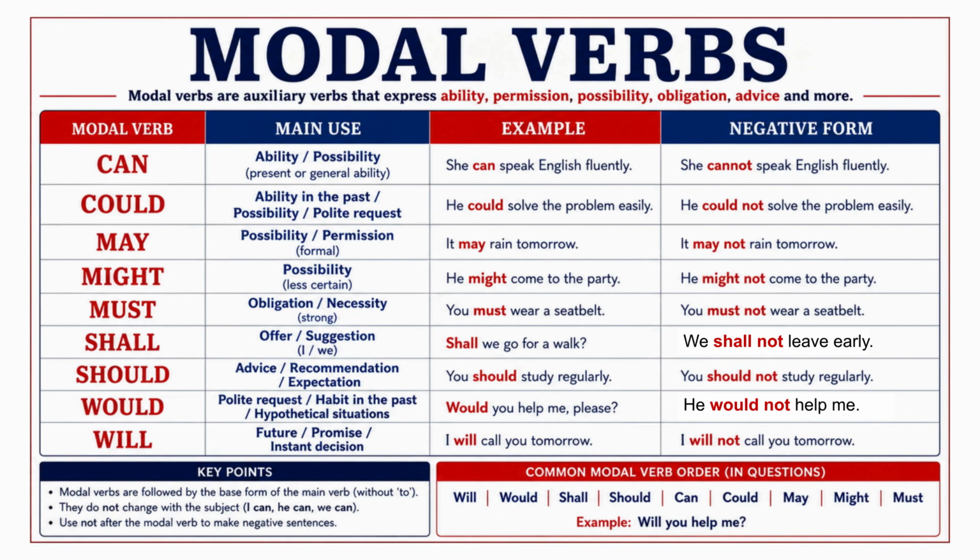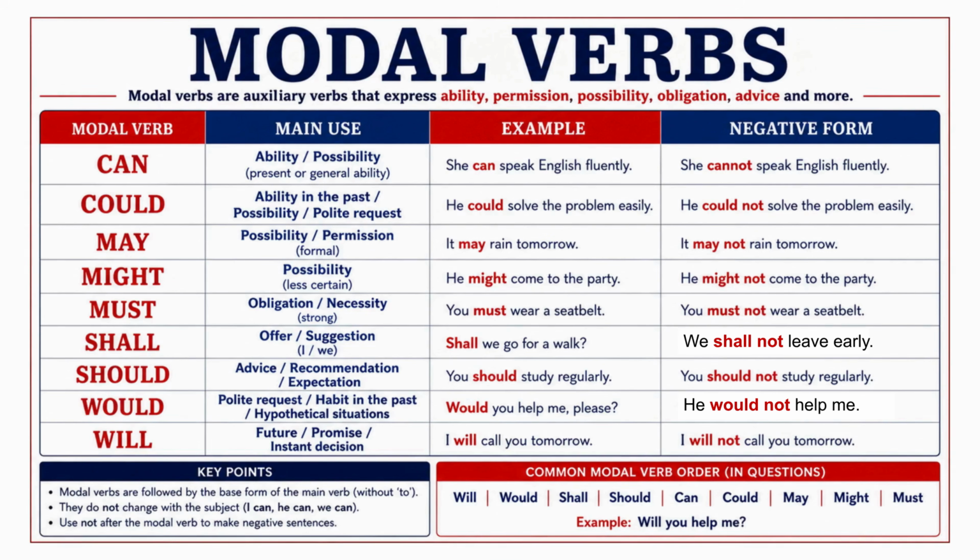The fourth modal verb is might. Might is used for possibility, but with less certainty. For example, he might come to the party. It might snow tonight. She might call later. We might travel tomorrow. They might be late. I might buy that book. He might change his mind. You might need help. She might visit us. We might watch a movie.